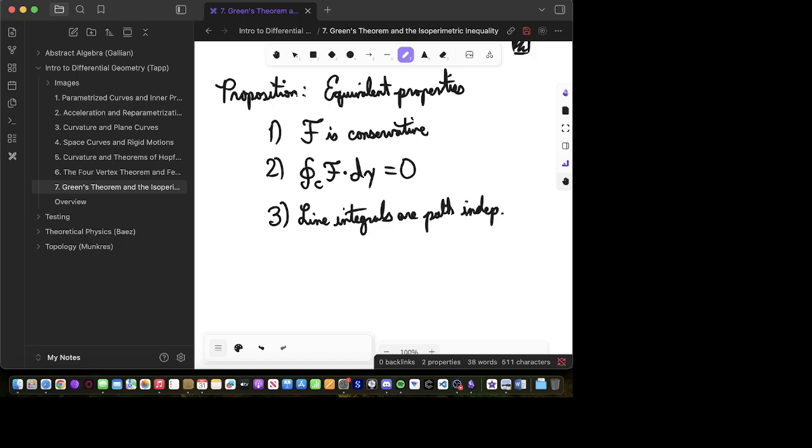Furthermore, the line integral of F is going to be path independent, as defined above.